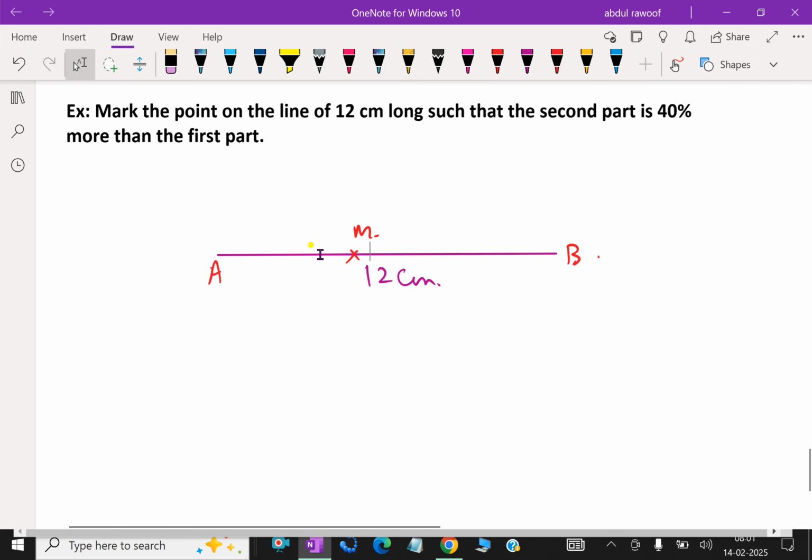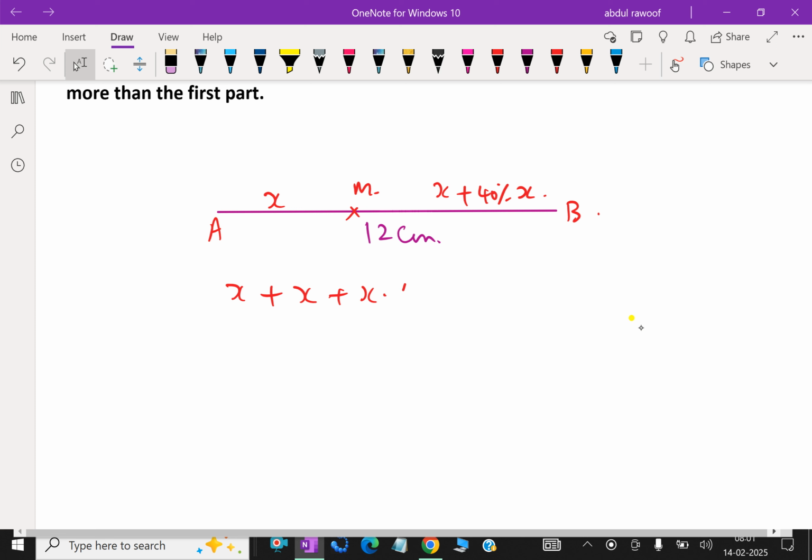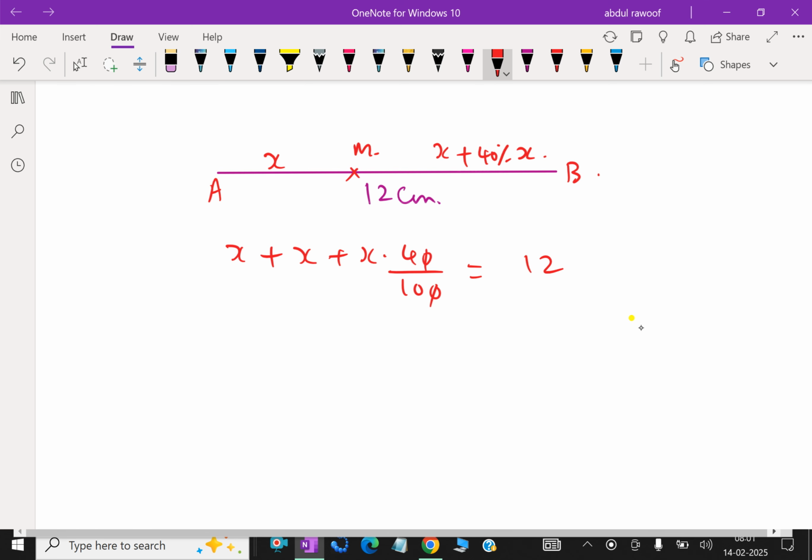Now let the smaller part be x. Then the other part must be 40% more than x. That means x plus 40% of x. How to do this? 40% of x is x times 40 by 100. Now the two parts together equal 12.